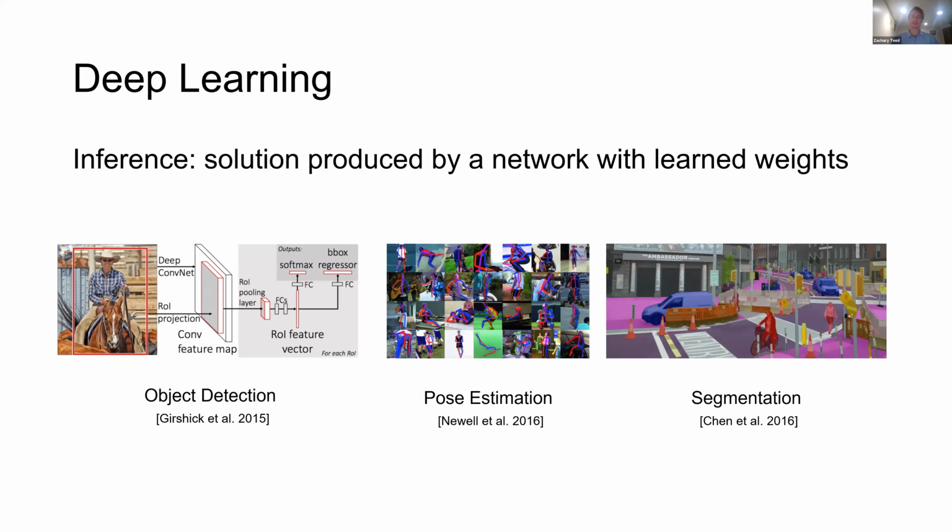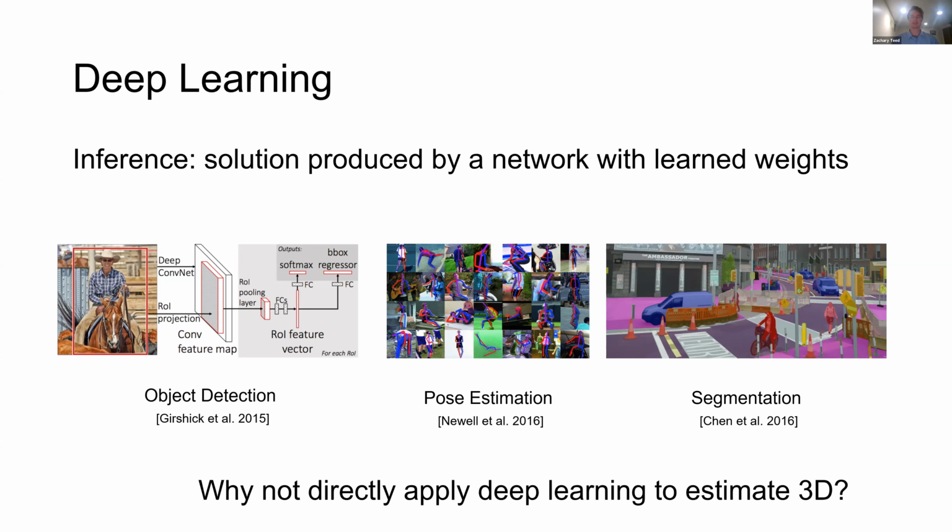So deep learning is a completely different solution to a lot of different vision problems, and it's had a ton of success on semantic tasks such as object detection, pose estimation, and segmentation. And it takes a radically different approach than these optimization-based schemes. Essentially, with deep learning you take an image as input and then you map it into a set of outputs. So a natural question is, why not just directly apply deep learning to estimate 3D properties?